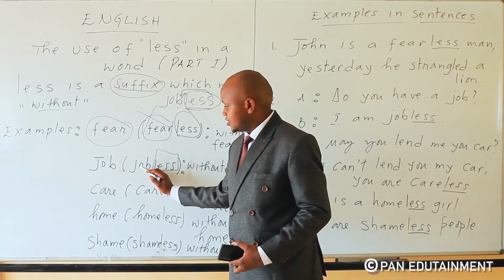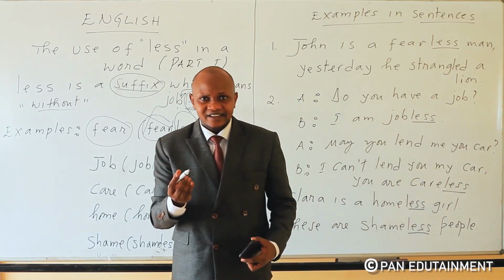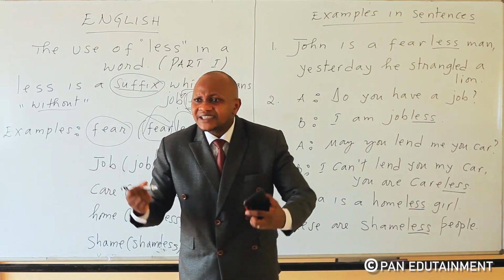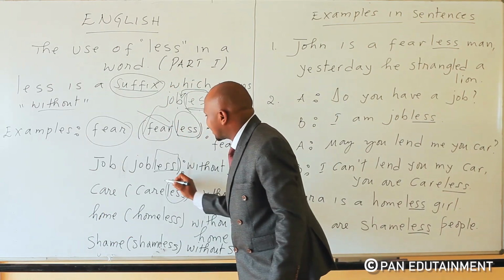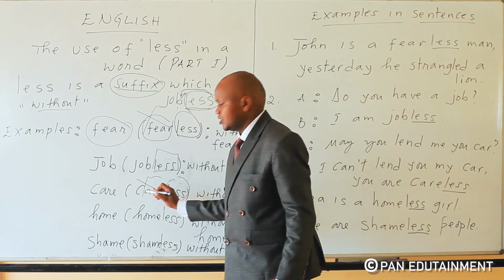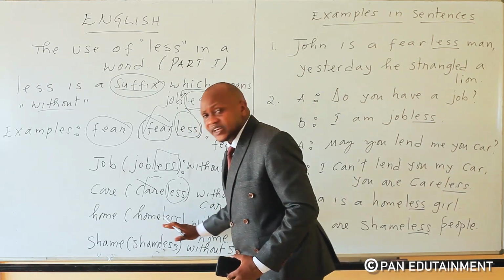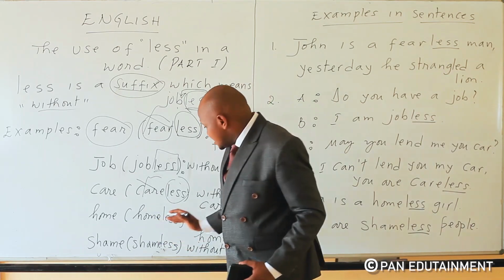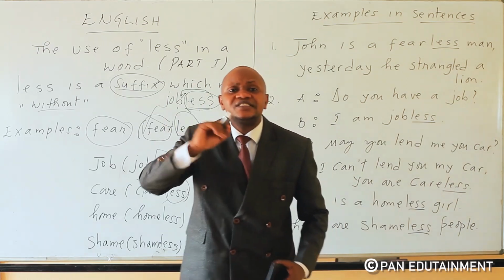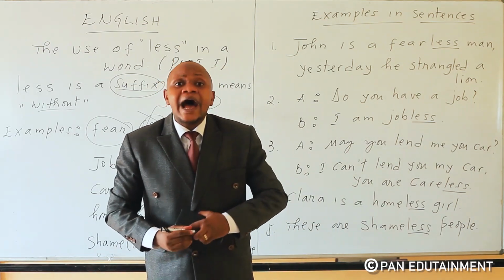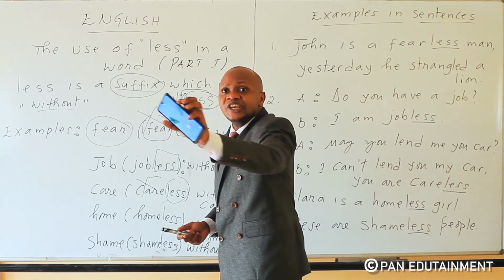Nta kazi. Careless. Umuntu uri careless nta care. Nta kintu yitaho. Nta care agirira buri kintu. Careless, without care. There is no care. Icyo gihe care ntabwo ihari. Without care. Homeless. Umuntu utagira aho aba. This person who is homeless, she or he doesn't have home. Ntabwo afite aho kuba. Homeless. She is homeless.